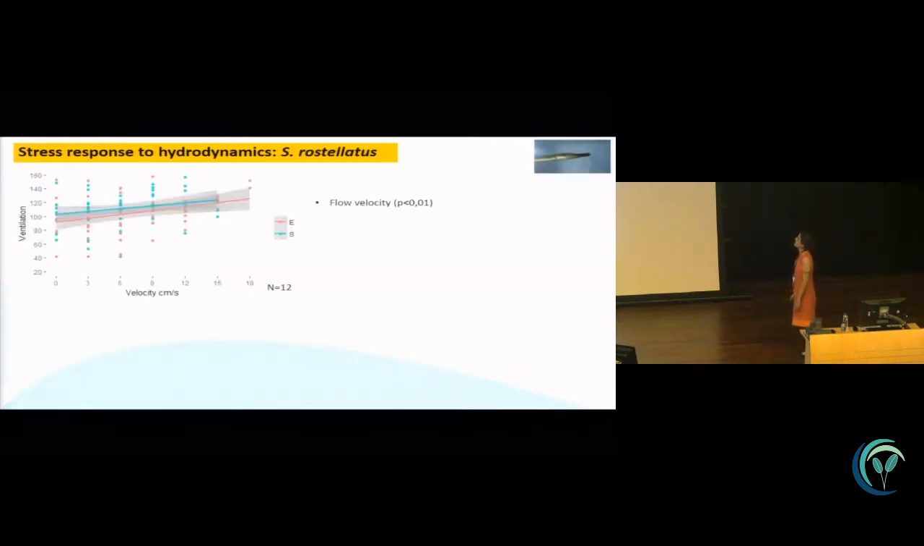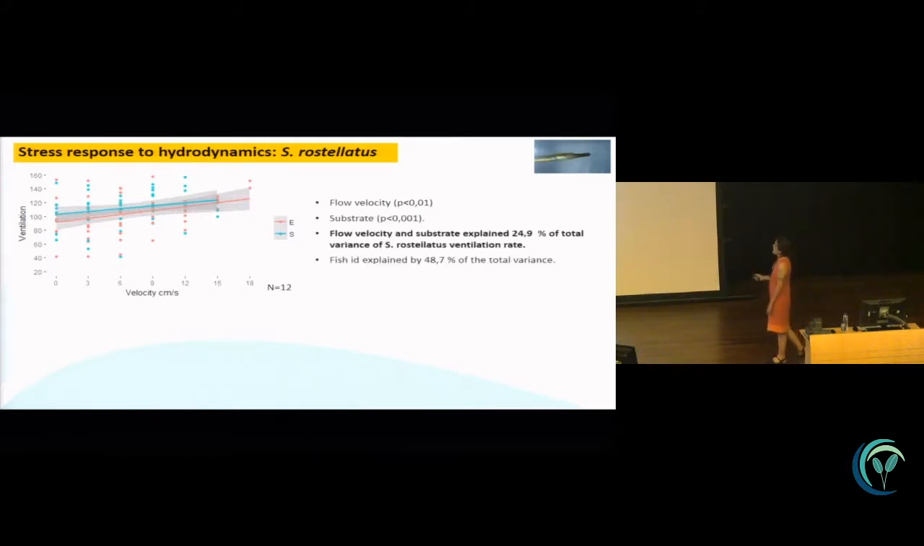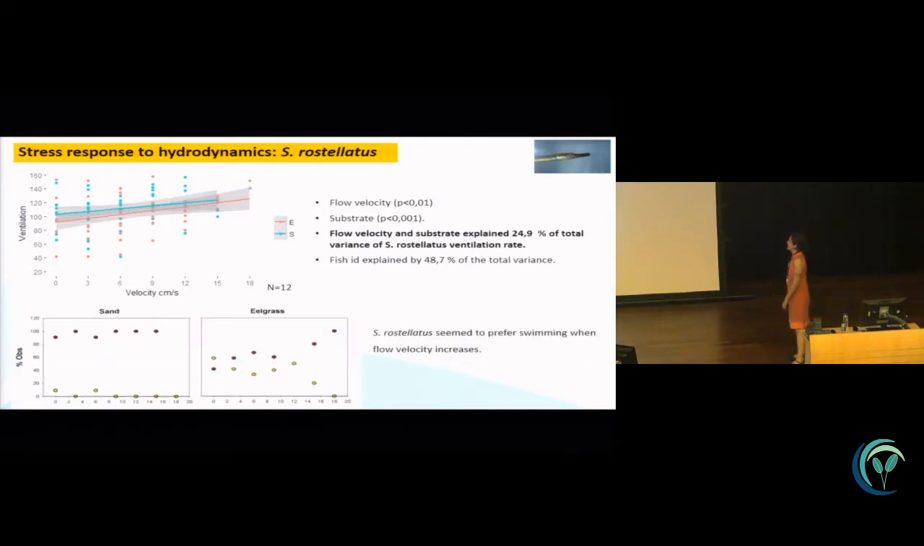Different results were found for Syngnathus rostellatus. Again, ventilation rate increases with velocity, and it was higher in the sand experiment, but the interaction wasn't significant. Flow velocity explained almost 25% of the total variance, and a huge amount of the variance of ventilation rates was explained by the fish ID, or the specific individual. Regarding behavior, in contrast to Syngnathus typhle, Syngnathus rostellatus doesn't seem to prefer holding the leaves when velocity increases.